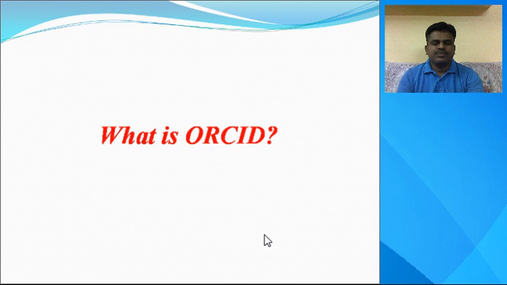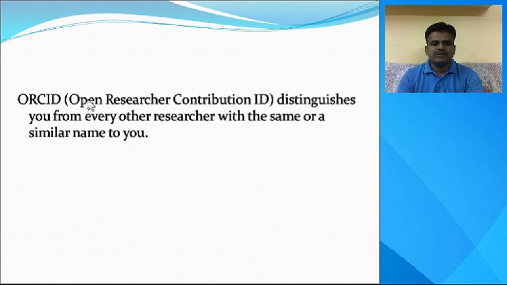ORCID's full form is Open Researcher Contribution ID. ORCID distinguishes you from every other researcher with the same or similar name to you. If your name and another person's name are almost the same, then in order to differentiate, a unique ID has to be given to every author, and it is done by ORCID.